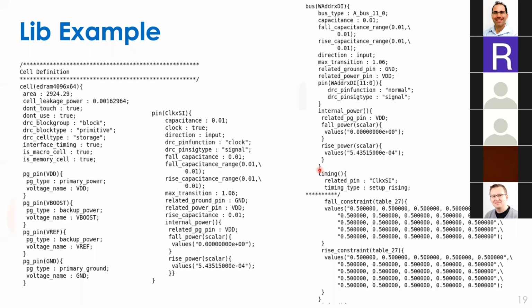Yeah, we can make 4 different lib files for each corner and just update the timings. But this one includes the worst case. Okay, I'll mention that also.